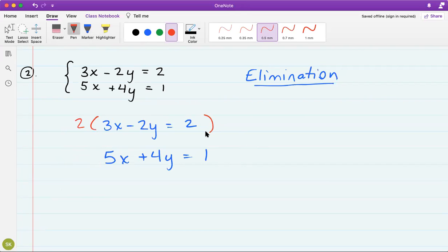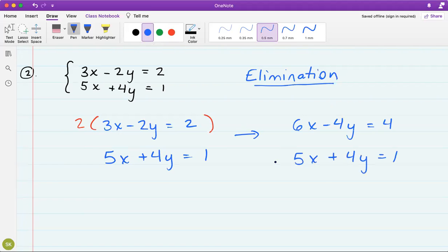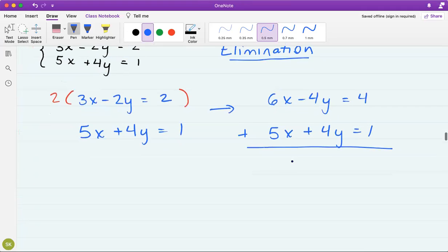And when we multiply by 2, we have to multiply every single thing by 2. So let's do that. Let's move over here. I'll get a 6x, a minus 4y, and a 4. And on the bottom, I have a 5x plus 4y equals 1. Now let's add the two equations. If you do that, you'll get 11x plus 0y is equal to 5, which means x is equal to 5 over 11.